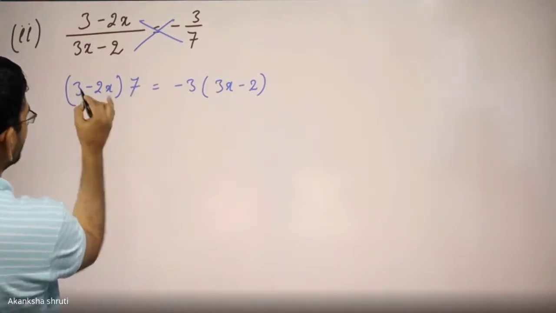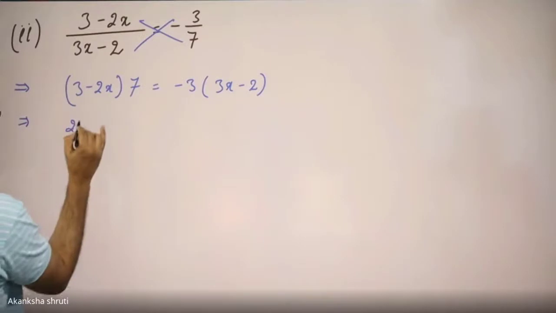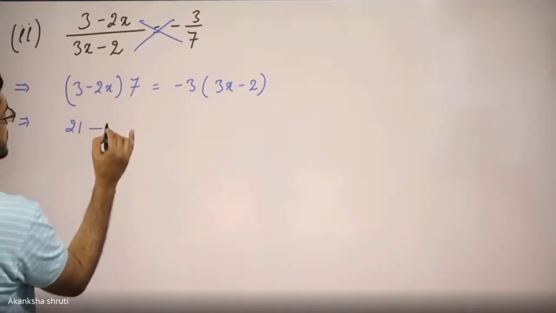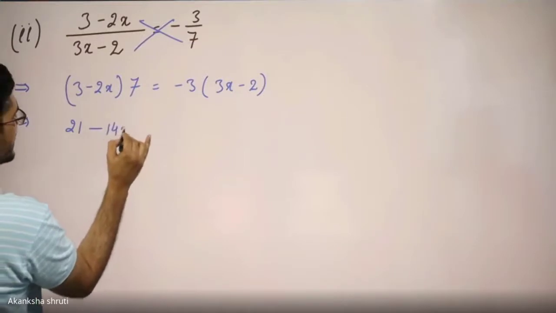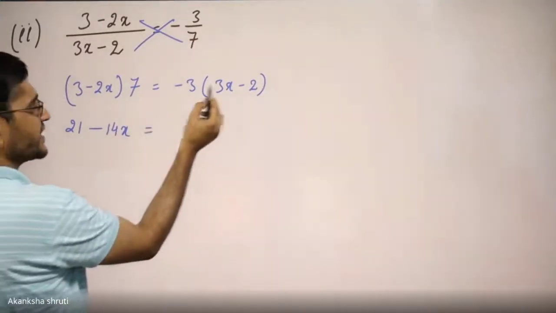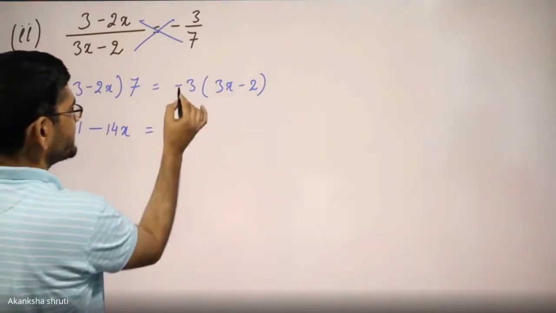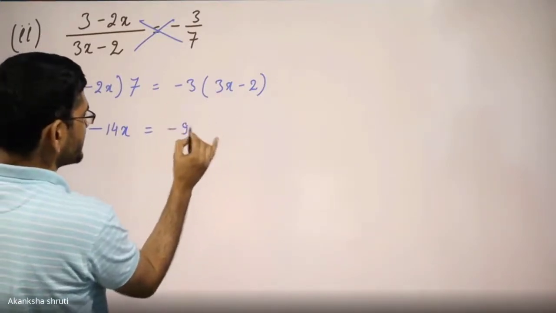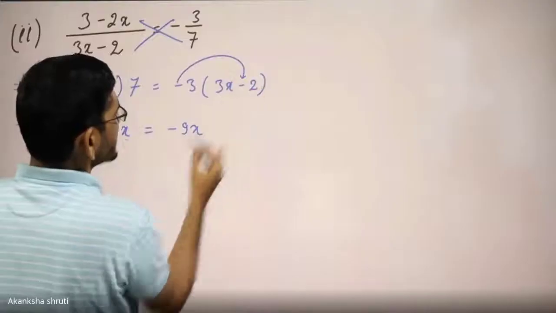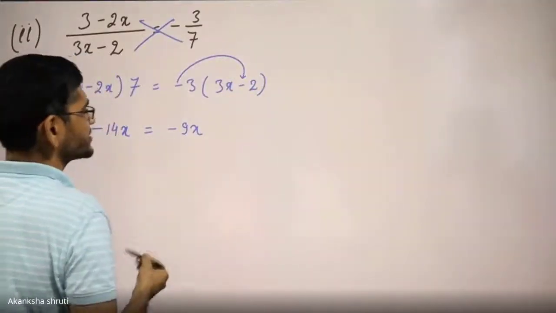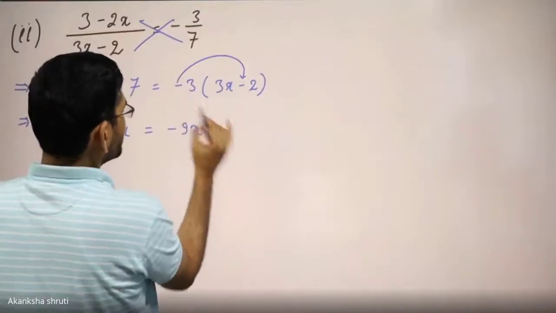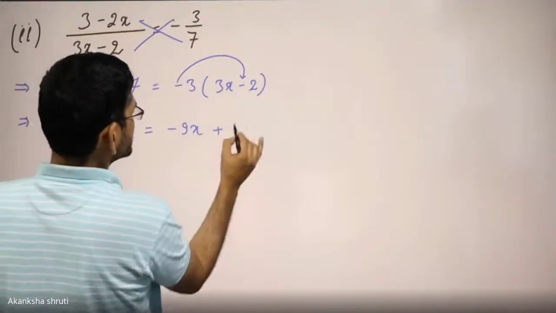So this 7 will multiply with this 3. 7 3s are 21. Minus, this 7 will multiply with this 2. It becomes 14x. In the right hand side, we have this minus 3 and 3x. 3 3s are 9, but the minus sign is there, so it is minus 9x. Keep in mind this minus will change the sign in between inside the bracket. Plus. So this will turn into plus, and 3 2s are 6.